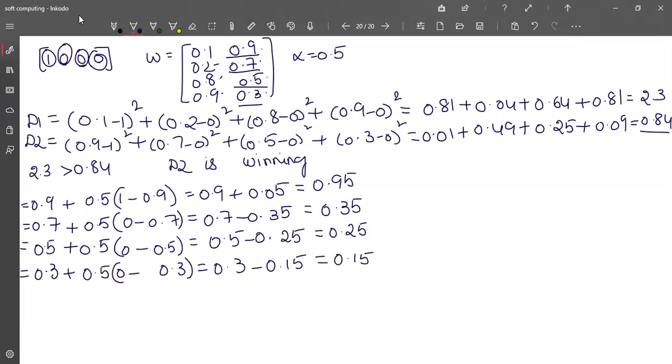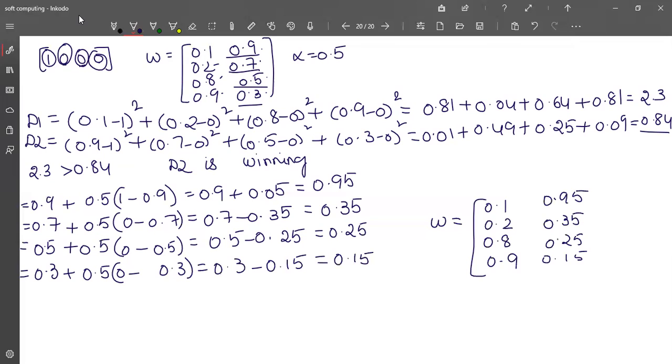So here comes our new updated weight. The first row remains the same: 0.1, 0.2, 0.8 and 0.9. And now let's update the second row with our new values: 0.95, 0.35, 0.25, 0.15. So now using this weight matrix, let's perform D1 and D2 and see which is minimum and update the corresponding weight vector. So now let's go to the third input.